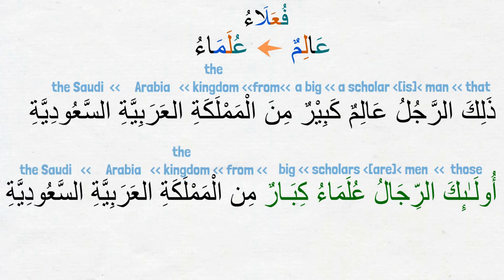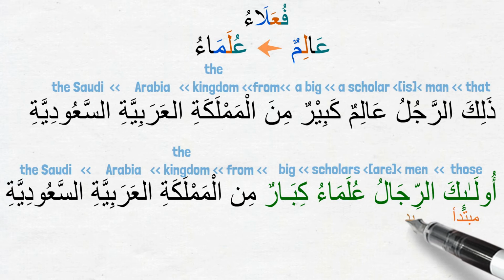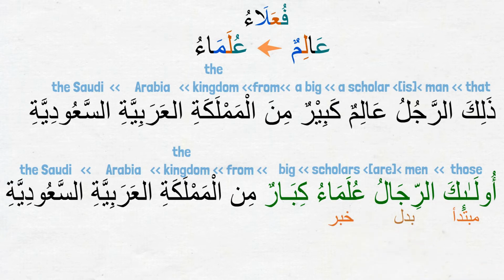Those men are big scholars from the Kingdom of Saudi Arabia. Here, أولئك is the mubtada and الرجال is badal for أولئك. What do you think is the function of علماء in the sentence? It is the khabar, right? And kibarun is not for علماء.